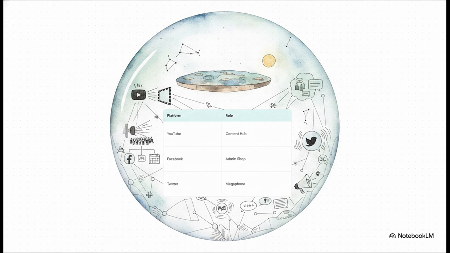YouTube acts as the primary content hub. It's essentially an alternative documentary channel where the big ideas are pitched. Facebook then serves as the administrative one-stop shop, the place where local chapters organize and communities bond. And Twitter? Well, Twitter is the megaphone, continually pushing out the messaging and getting those hashtags trending. They all work together perfectly to surround a user in an isolated bubble of believers.